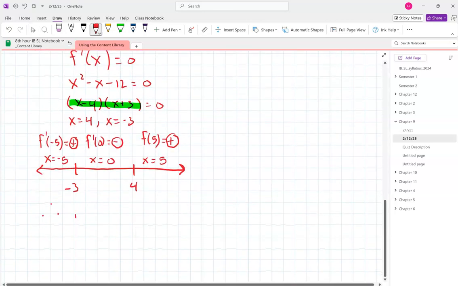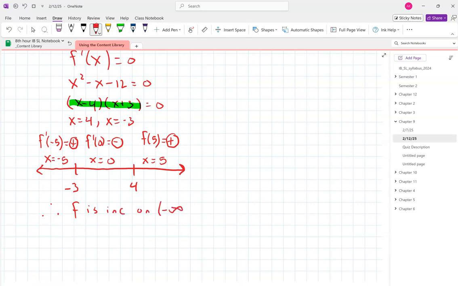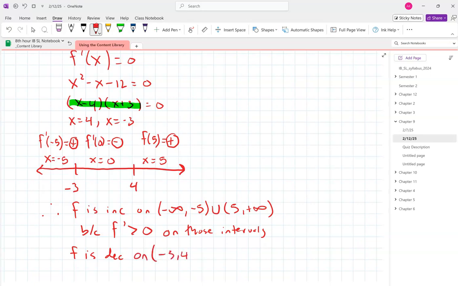So I can say then that f is increasing on the interval from negative infinity to negative 5, or from 5 to positive infinity, because the derivative of f is positive on those intervals. And I can say then that f is decreasing on the interval from negative 3 to 4, because f prime is negative on that interval. Is everybody okay there?